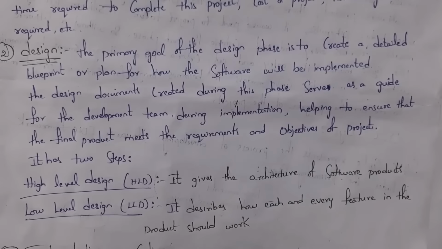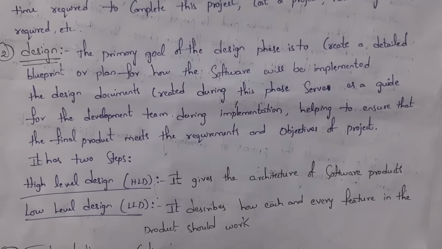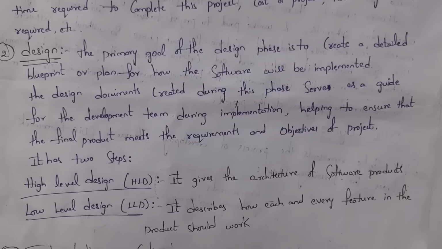For example, if you consider house construction, before constructing the house, the builder will show you a blueprint. By seeing that blueprint, you can clearly understand how our house will look after construction. In the same way, before actually creating any software, designers will create a blueprint. By seeing that blueprint, we can clearly understand how our software will look after implementation.